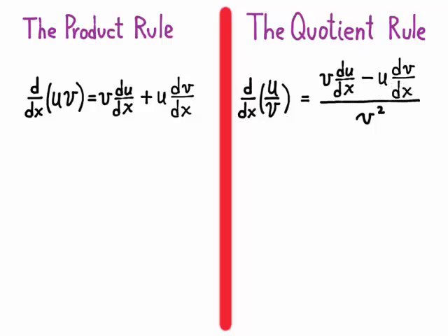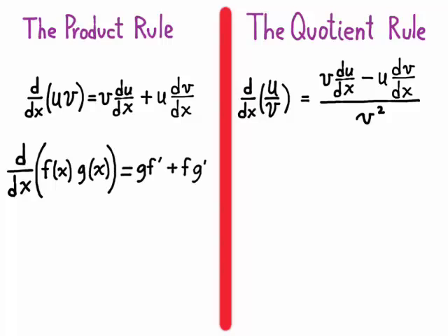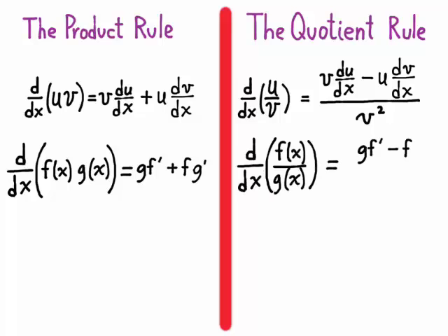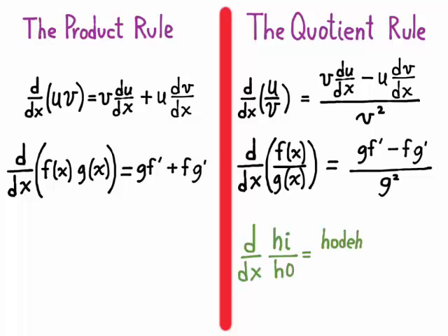This is the product rule in differential notation, and the quotient rule in differential notation. I could write them in function notation also. The derivative of f of x times g of x would be g f prime plus f g prime, and the derivative of f of x over g of x would be g f prime minus f g prime over g squared. There's one other whimsical way you might see the quotient rule written, just for fun, for memorizing it. If you enjoy that, you can go ahead and use that as your method of memorizing the quotient rule.